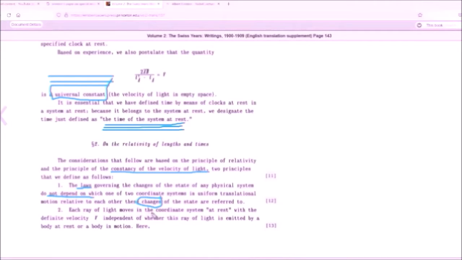Each ray of light moves in the coordinate system at rest with a definite velocity V, independent of whether this ray of light is emitted by a body at rest or a body in motion. In other words, he wants us to say the speed of light is constant, independent of the body that emits it. Assuming there are two postulates of relativity, of course they have to be valid, except the velocity of the light. How would that solve the problem of the magnet and the coil and the earth and the motion of the light?